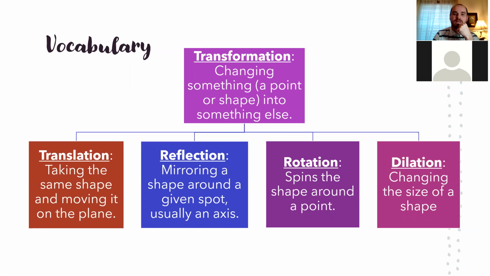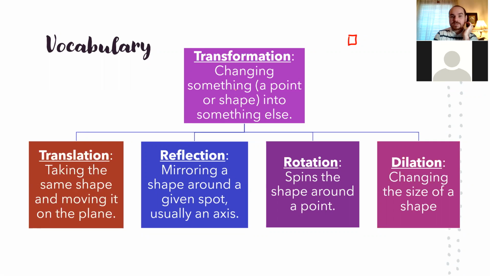Transformation in math is changing something, which is usually a point or a shape. It can be a line, it can be a graph, into something else. And there are 4 major types of transformation. That's what these are down here. So there's translation, reflection, rotation, and dilation. All 4 of these are types of transformation. So it's a little bit like how a square is always a parallelogram, but not all parallelograms are squares.